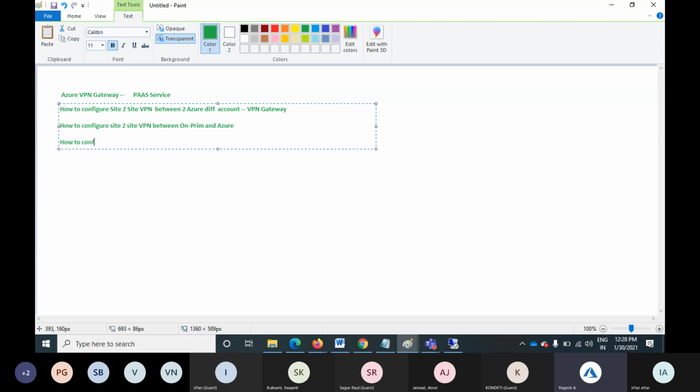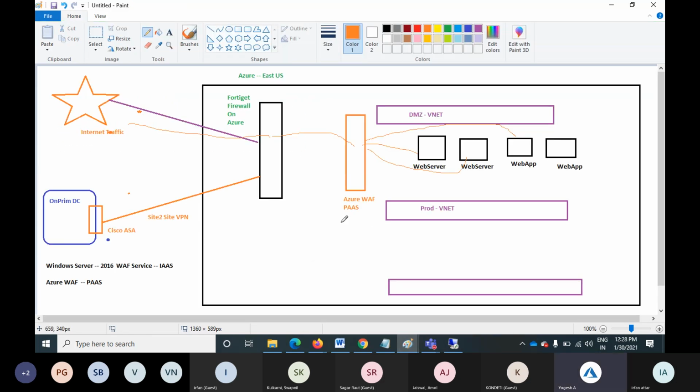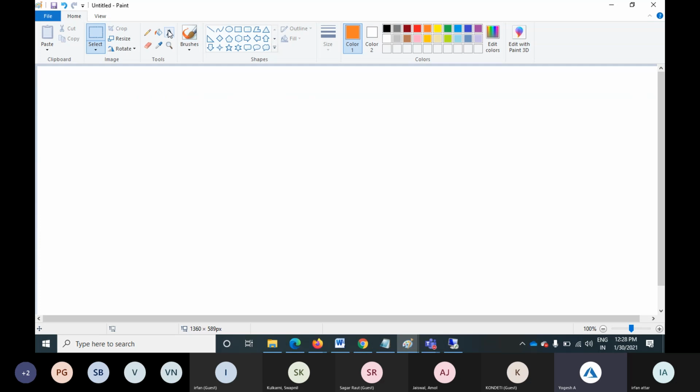how to configure point to site VPN by using VPN gateway. Okay, so VPN gateway is the service. Let's understand the VPN gateway.